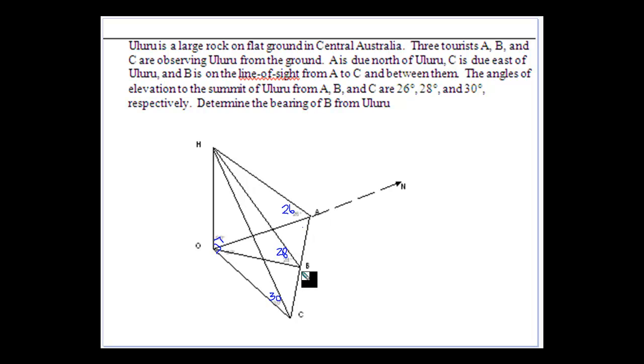Then they move to another point B, which has got a bearing of 28, and then if they move due east, so 90 degree angle there, when you look at it, that would give us an angle of elevation of 30 degrees. So we've got three triangles there, and all something to do with the height of Uluru. And what we want to do is determine this bearing of B. So if that's due north, basically we want to work out what that angle is going to be, the angle AOB. So that will give us the bearing.